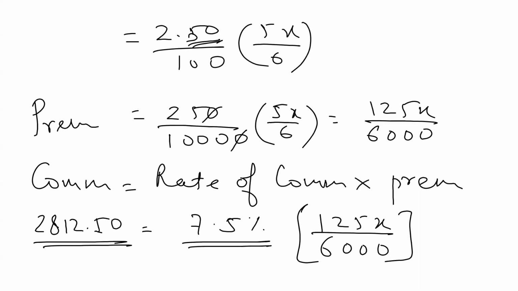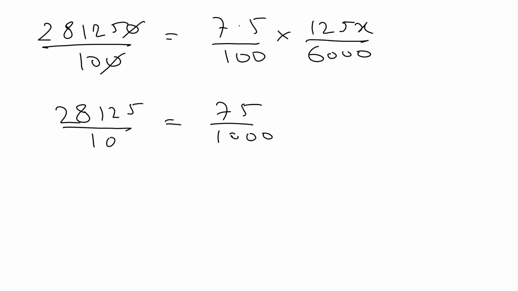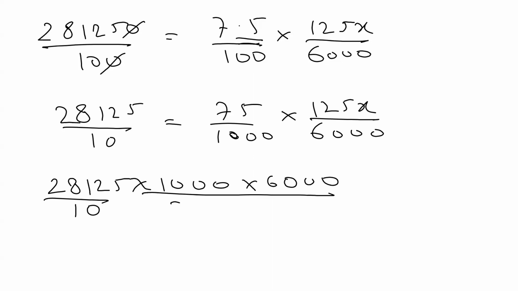So I've adjusted the decimal digit and the percentage sign. The zeros are getting cancelled. So 28125 upon 10 is equal to 75 upon 1000. I'm eliminating this decimal point because of one decimal digit, adding one zero in the denominator, into 125x by 6000. Now this is pure mathematics of cross multiplication. So 10 and 6000 will go in the numerator, 75 and 125 will go in the denominator. That will be x.